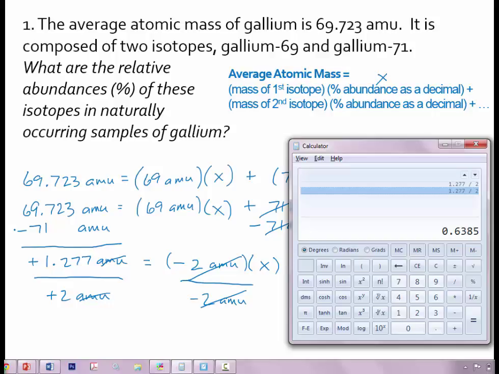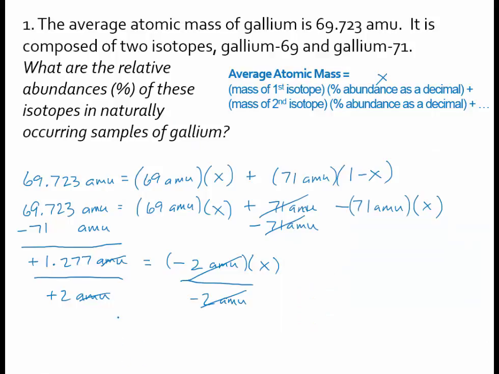All right. So back to my slide here. 0.6385 is my value for x. Now, often in math problems, we get to the end, we solve for x and think, oh, we're done, we've got x. But we need to know what that x was. So you need to go back and remember, what did we assign x to be the variable for? And way back up here at the top, x is the percent abundance, written as a decimal, of my first isotope, which was gallium-69.